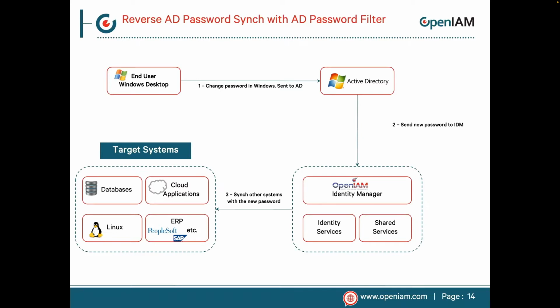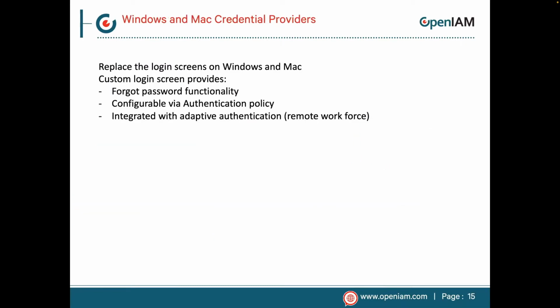So there is an AD password filter, and this is basically a small DLL, if you want to look at it that way, which is loaded into AD. And so this way, when password changes come in from your Windows desktop, it'll get picked up. It will sync it back to the OpenIAM service layer, and that service layer will then propagate it to everybody else. Okay? And then similarly, there's a credential provider.